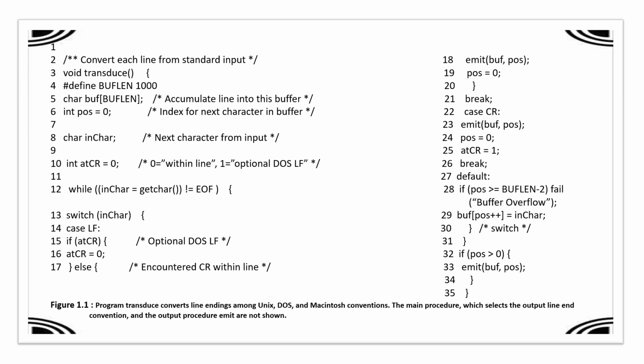Case CR: emit buff comma position, where position equals 0, at_cr equals 1, and then break. Default: if position is greater than or equal to buff length minus 2, then fail. It gives an output of buffer overflow. buff[position++] = in_char. If position is greater than 0, emit buff comma position, and it ends.